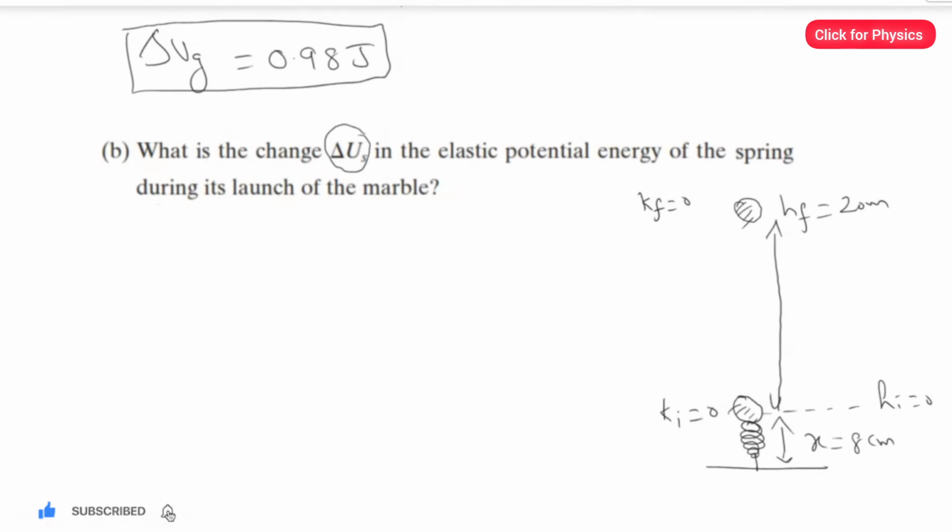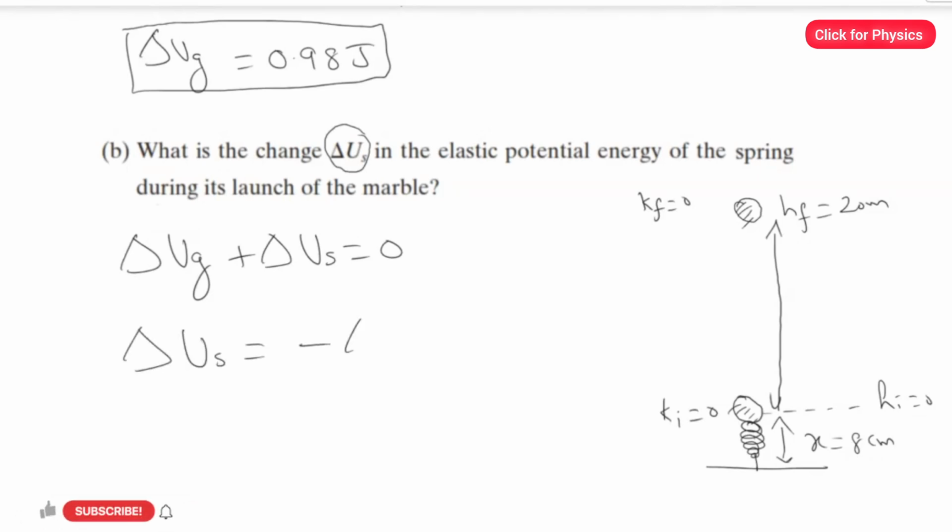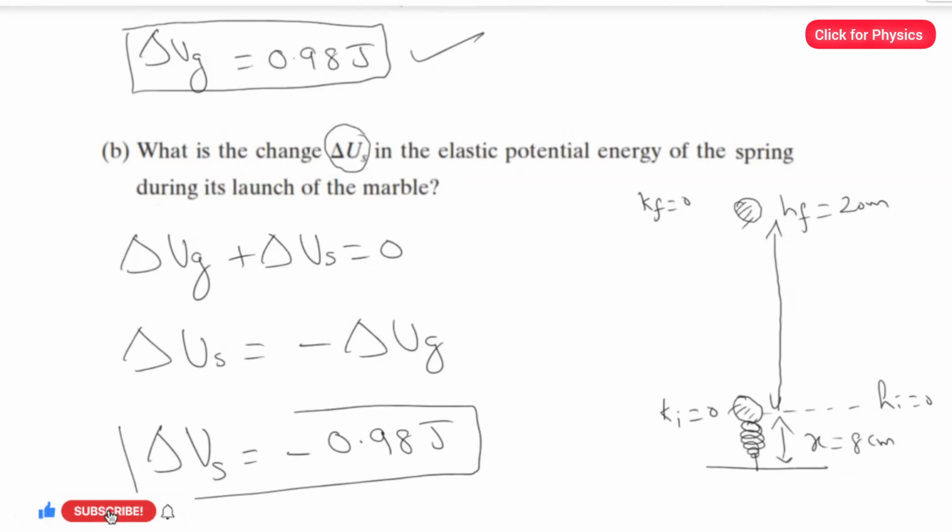So when you are going to find the answer for this change in elastic potential energy, we have to use the conservation of mechanical energy. So what is the conservation of mechanical energy? Change in gravitational potential energy plus change in elastic potential energy is equal to 0. Therefore, your change in elastic potential energy is equal to negative of change in gravitational potential energy. As we already found, the gravitational potential energy change is equal to 0.98. So we will get the answer easily. Therefore, the change in elastic potential energy, delta US, is equal to negative 0.98 joules. So this is the answer for this question.